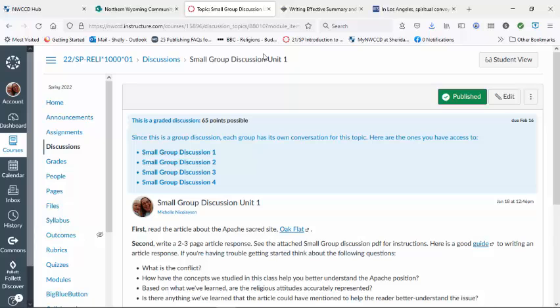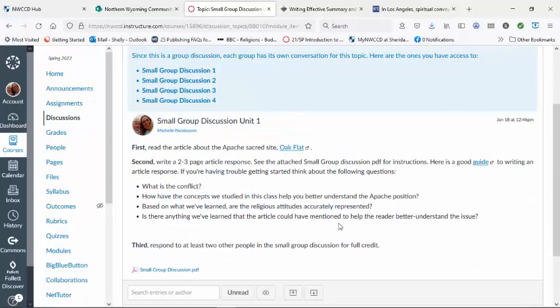Once you've written your response, you can post it to your group. Again, like we did in the definition of religion, you can either post it as an attachment or just copy and paste your response in the discussion thread. And then, like all of my assignments, we're going to respond to 2 other people for full credit.